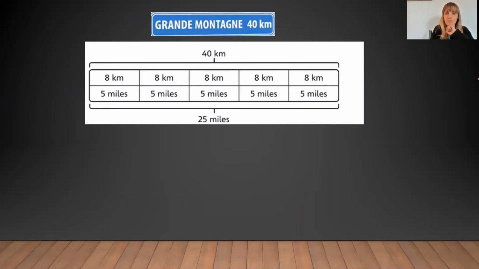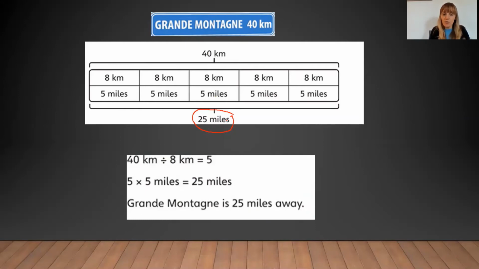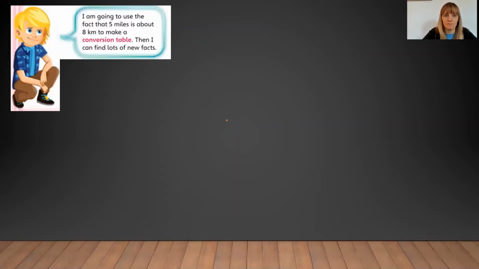So you can see on this bar model that I've got 5 sets of 8 kilometres showing 5 miles: 8 kilometres, 5 miles, 8 kilometres, 5 miles. I've divided 40 by 8 to give me 5 groups. Then I have to multiply my 5 miles by 5 to know how many miles 40 kilometres is the same as. Here it is in a calculation: 40 kilometres divided by 8 gave me 5. Then I multiply that 5 by the 5 miles, to convert up in groups of 5 miles. So the Grande Montagne is 25 miles away.